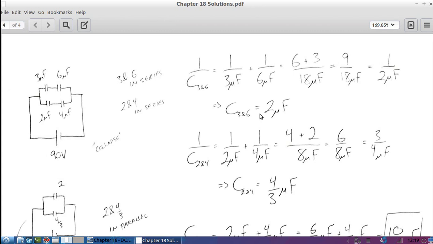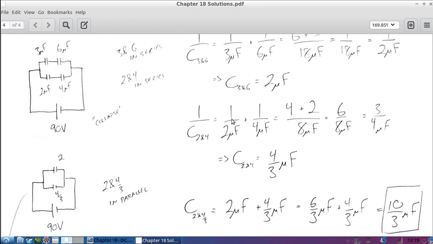Now this is going to get a little tricky because I've got a 2 microfarad capacitor here, but these 2 capacitors have an equivalent capacitance of 2 microfarads. So I'm going to rename them, hopefully eliminate that confusion. So these 2 capacitors are in series. I'm going to add them up the same way. 1 over 2 microfarads plus 1 over 4 microfarads is 6 over 8 microfarads, which is 3 over 4 microfarads. Don't forget to flip: 4/3 microfarads.